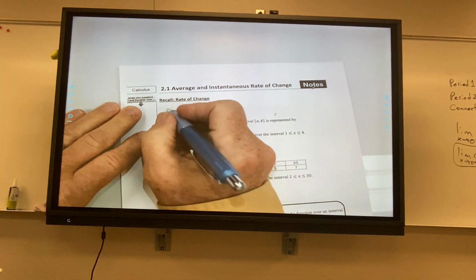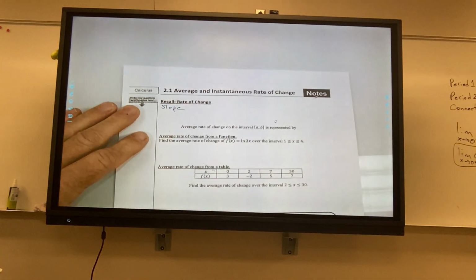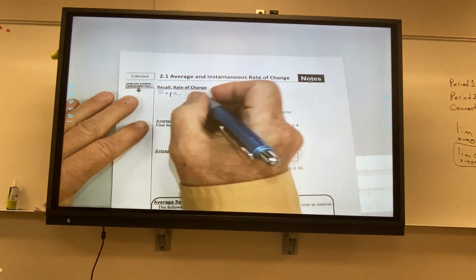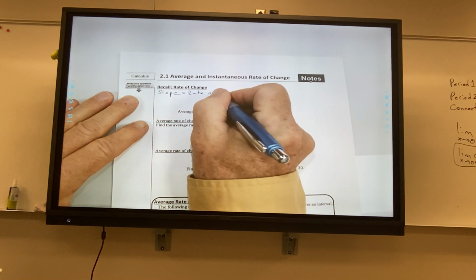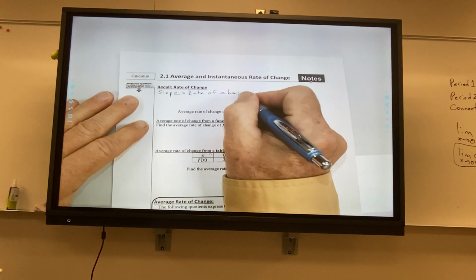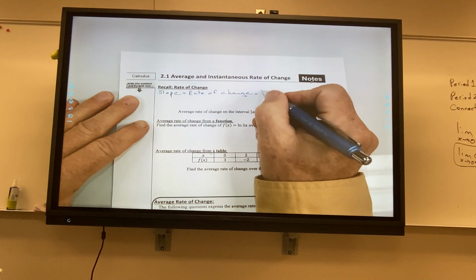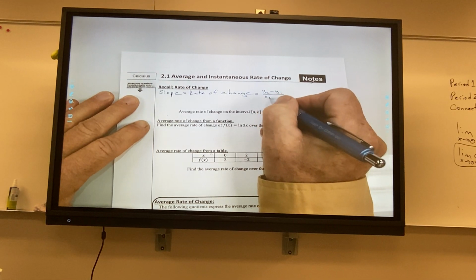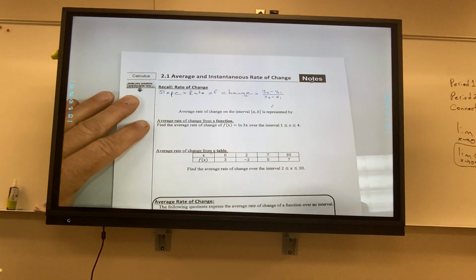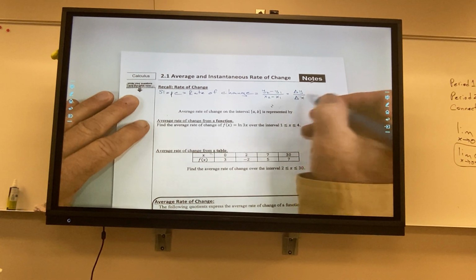Rate of change. We have this thing called slope, and slope equals rate of change. If you remember the old slope formula, it's y2 minus y1 over x2 minus x1. We're going to call that delta y, the change in y, over the change in x.